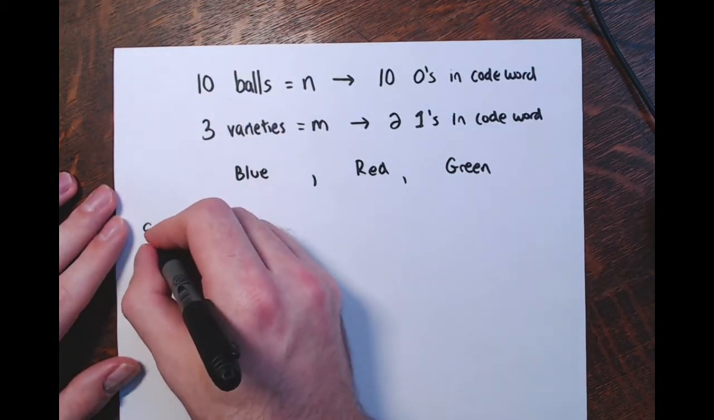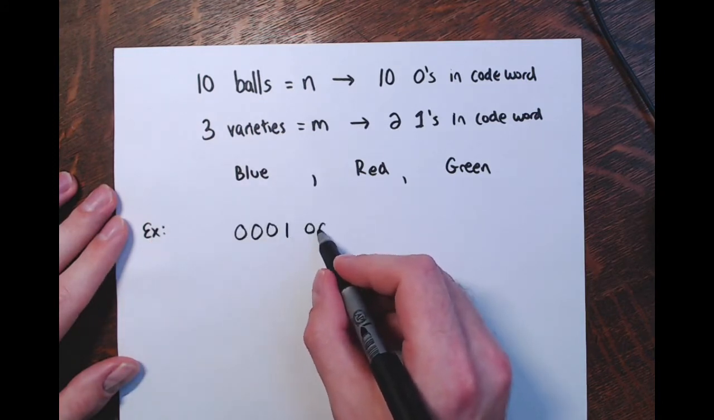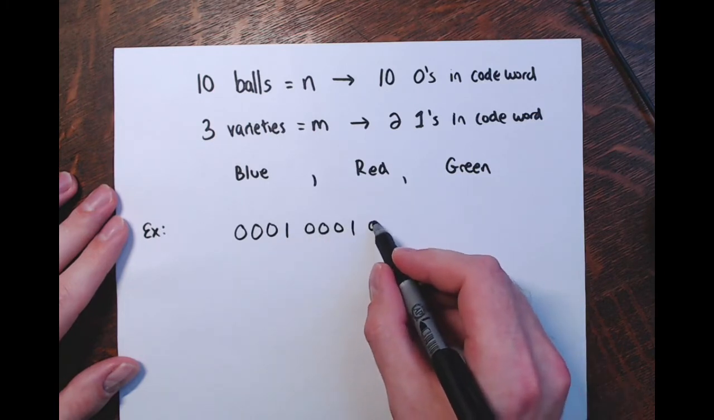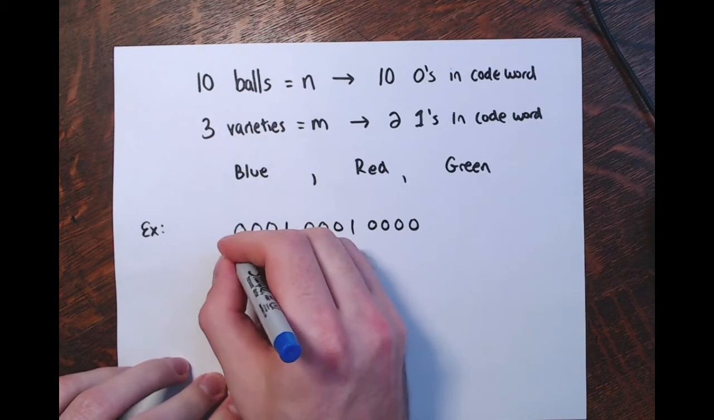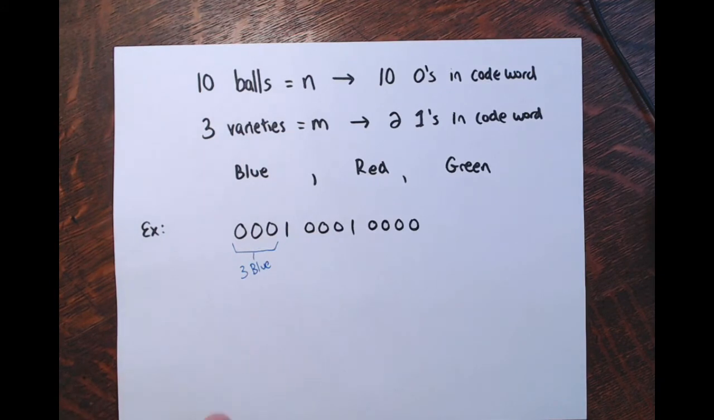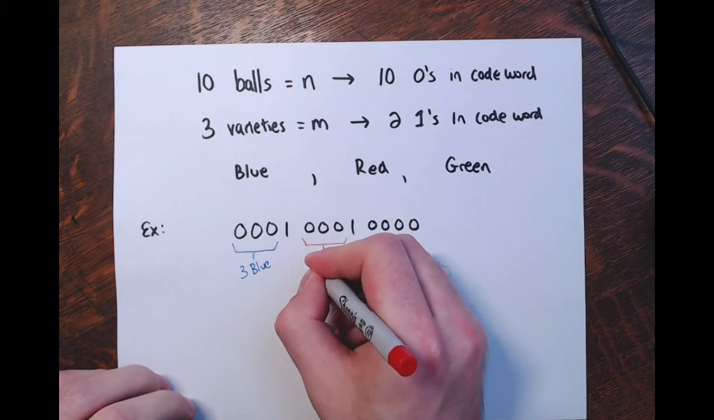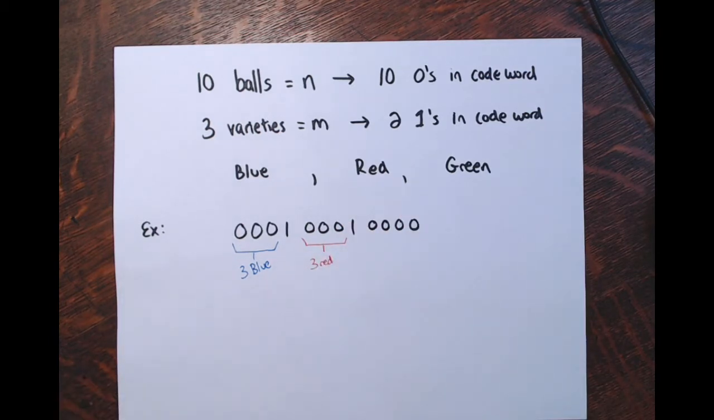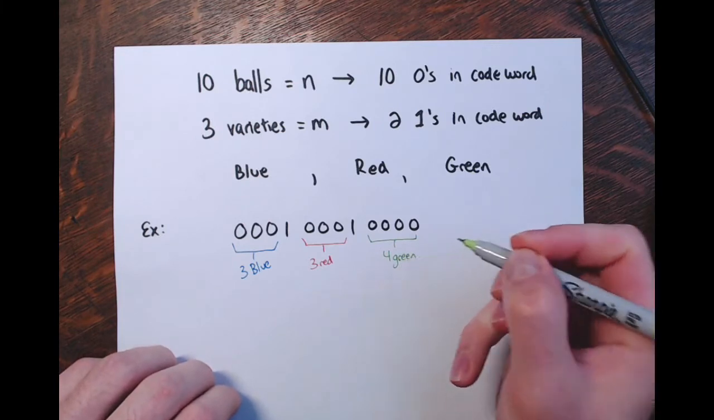So an example code word would be, say, 0001, 0001, and then 0000. And this would represent this selection, where I've taken 3 blues, 3 reds, and 4 green. And that is one possible way I can select 10 of these balls.